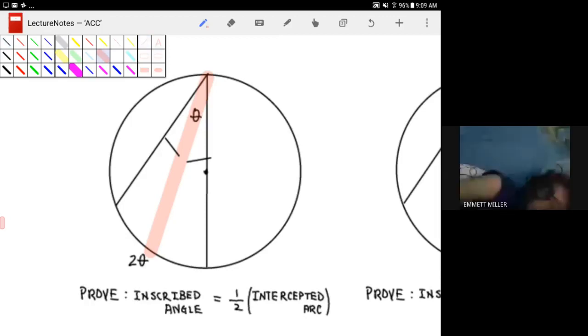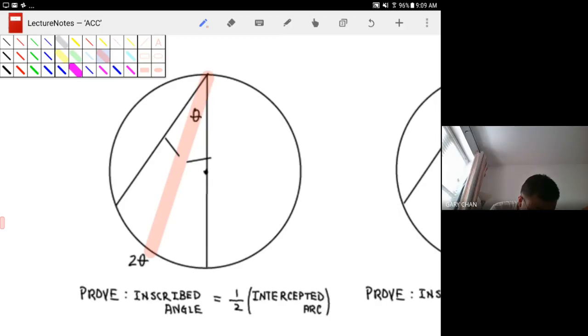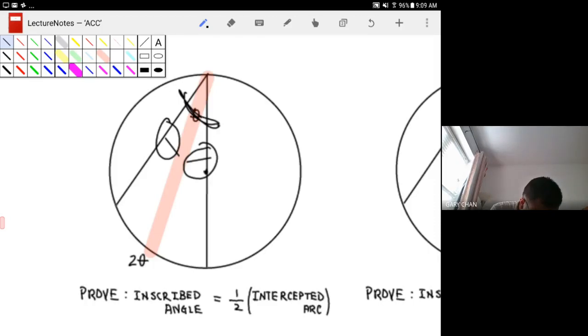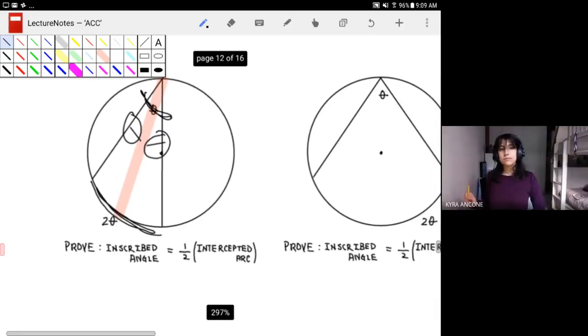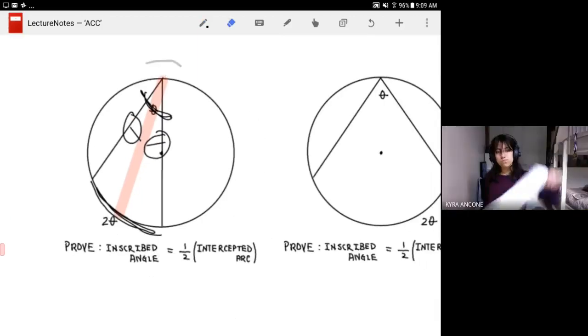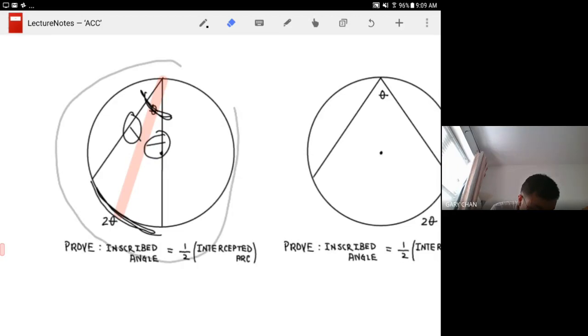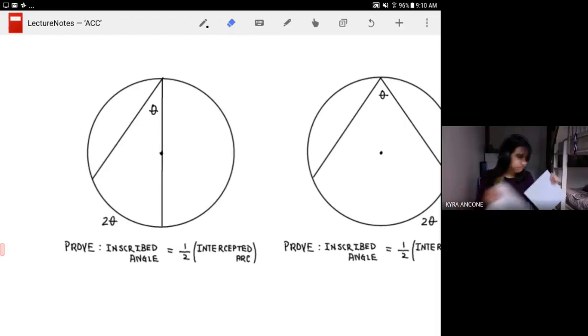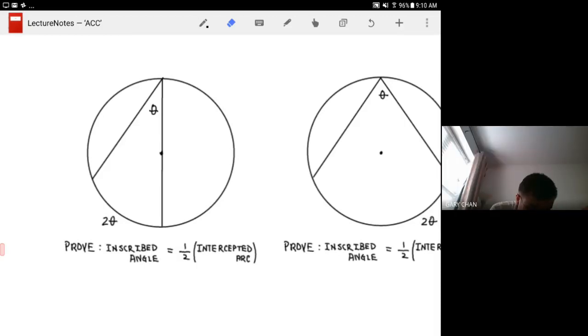Oh no, it's a quarter theta. Actually, this angle here and this angle here will be half of this, right? But why would the arc over here turn out to be double that angle? Right? That's the question here. Maybe we can work backwards from this, okay? So the suggestion I'm going to give everyone is this.